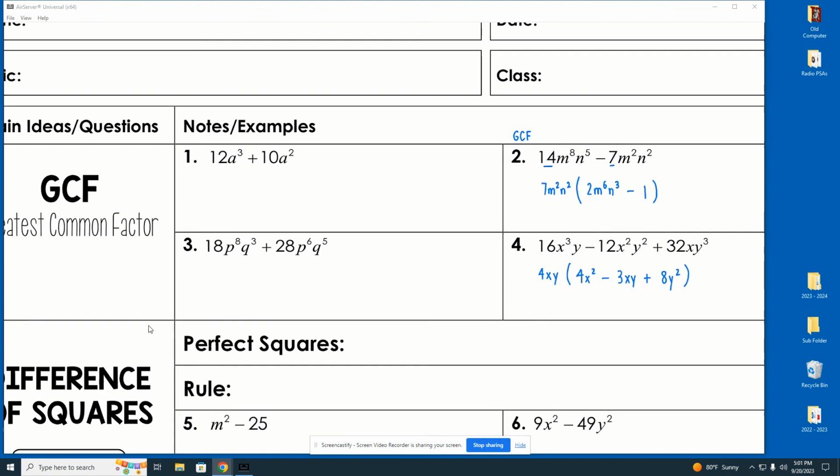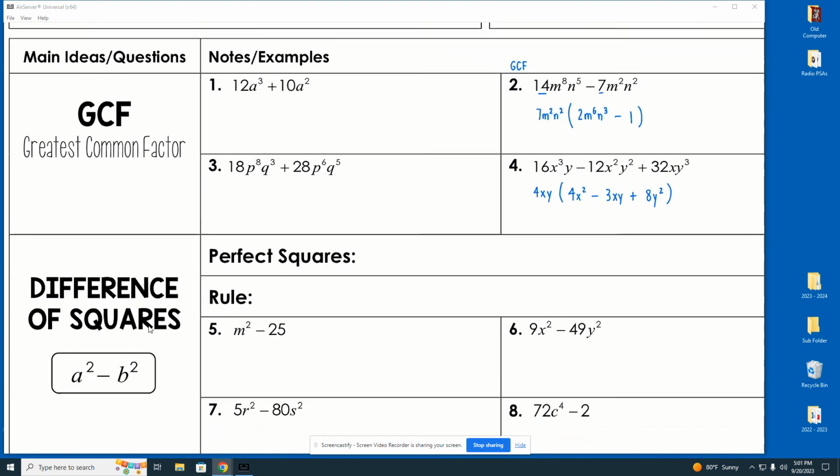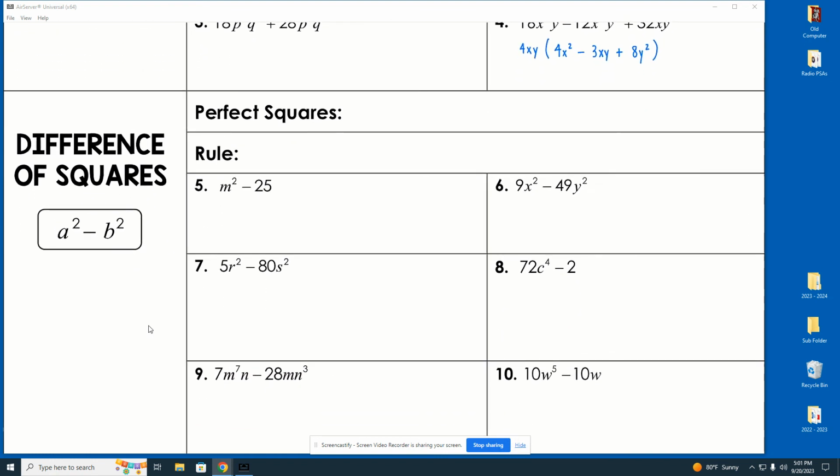This is something that you've been doing. You should be comfortable and familiar with it. Now, let's move along to perfect squares and difference of squares. Remember, your perfect squares are numbers that you get when you multiply something by itself. So like 1 times 1, 1, perfect square. 2 times 2, 4. 3 times 3, 9. 16, 25, 36, 49, 64, 81, 100. We've talked about these and more.